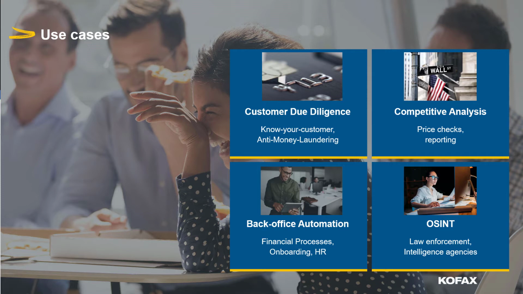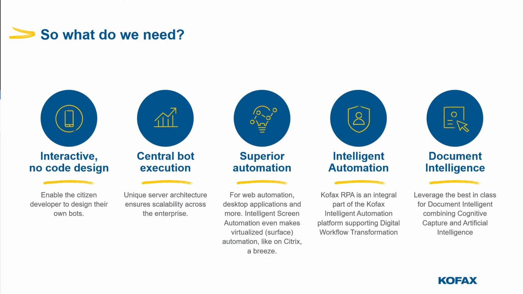But then, of course, within the organization, you also have a lot of back office processes that are ripe for automation, whether it's yearly reporting, whether it's customer onboarding, but also within HR. And one of the lesser known applications is OSINT, which stands for Open Source Intelligence. And that is where law enforcement or intelligence agencies utilize robotics to crawl the web and gather information on people of interest.